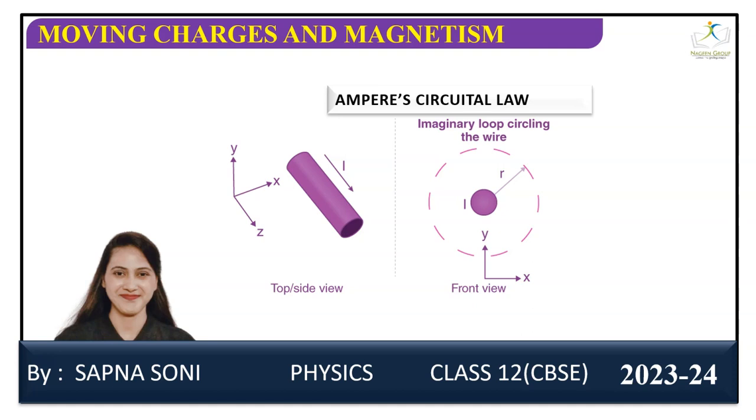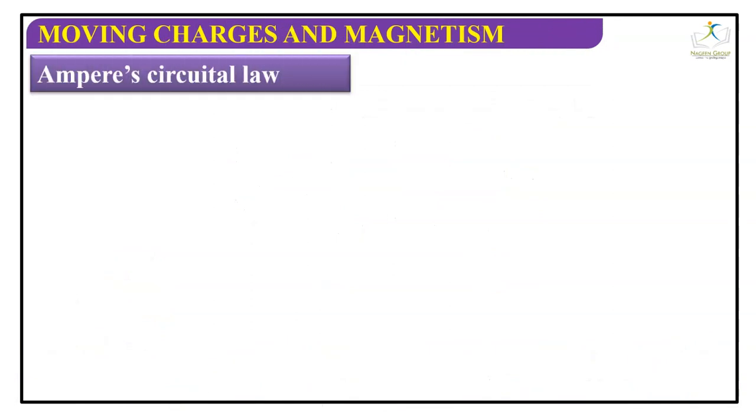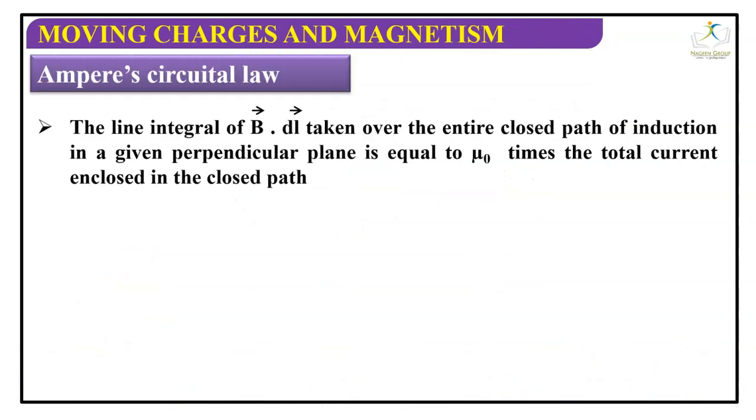Let's move with the topic from the chapter Moving Charges and Magnetism. Ampere circuital law. The line integral of vector B dot vector dl taken over the entire closed path of induction in a plane perpendicular to the current is equal to mu naught times the total current enclosed in that particular path. So what is that?